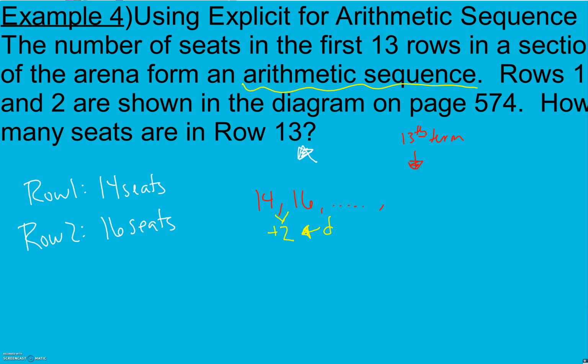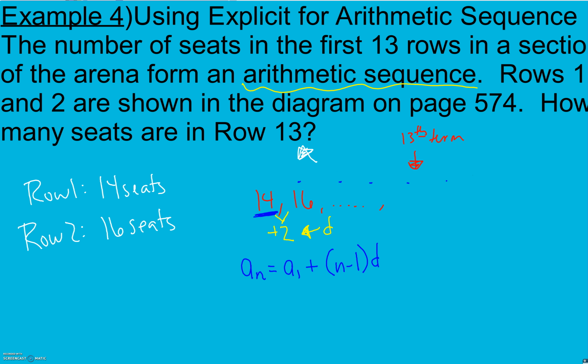Our framework for a sequence and explicit formula is a of n equals our first term plus n minus 1 times our common difference. And the n minus 1 there is because we don't add that common difference to our first term, but we add it to every term after that. So whatever term we're looking for, we've actually added our common difference 1 time less than that.